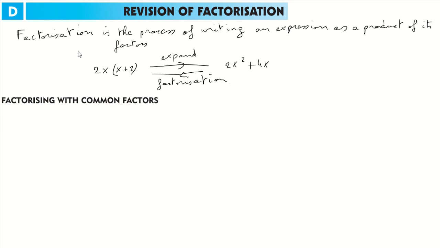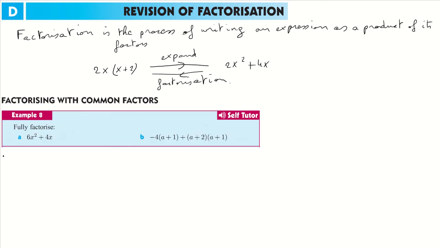The first factorization method is with the common factors. So we try to find common factors and we take them out. Let's do some examples. A. So we have to factorize this. The expression is 6x squared plus 4x.